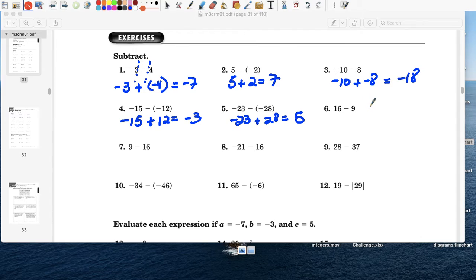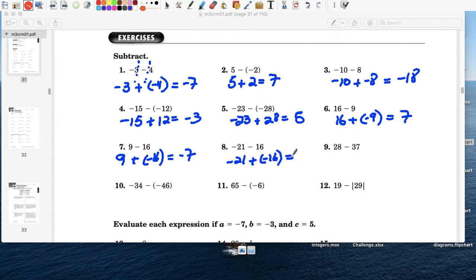16 minus 9, you don't really have to change this to 7, but if you still want to change it, 16 plus negative 9 gives us 7. 9 minus 16: subtraction becomes addition, and the second number becomes the opposite. And that gives us negatives, so negative 7. Negative 21 plus negative 16, right? We're going to get a negative plus a negative, so negative 37.